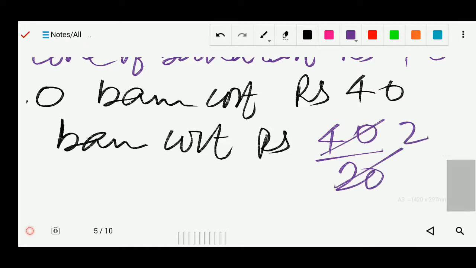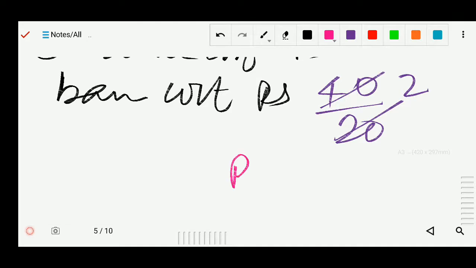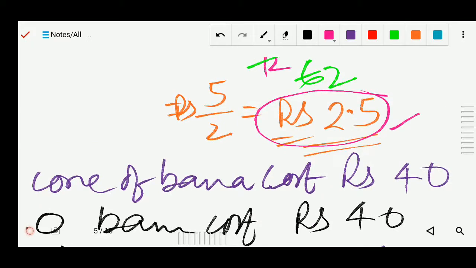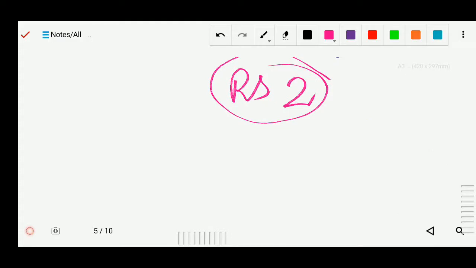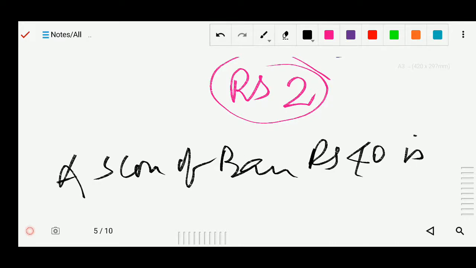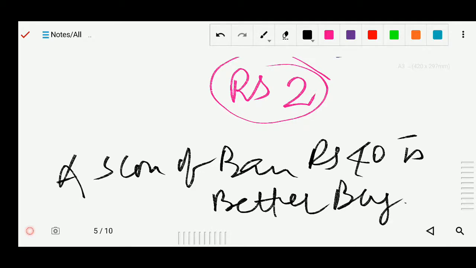So what is the cost of one banana here? Here I got the cost of one banana is rupees 2, and in the first deal the cost of one banana is 2.5. So which one is the better deal? Of course a score of bananas for rupees 40 is your better buy. Okay, so that's your answer.